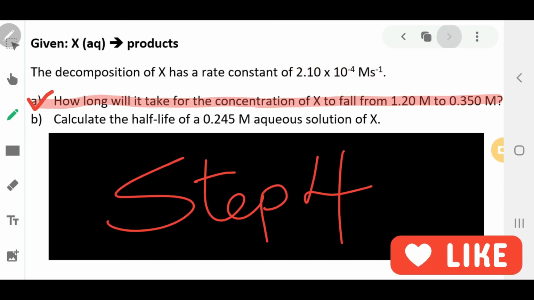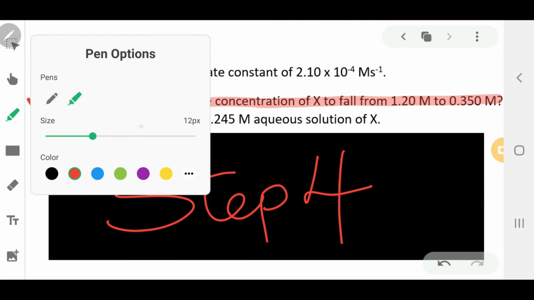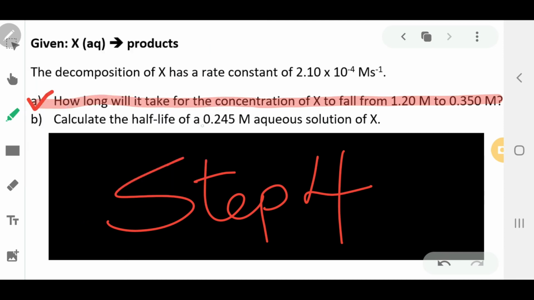Okay. Moving on to the next one, B. So we have done A. How are we going to calculate the half-life of the reaction? Right now you have to be careful because the question gives you a new initial concentration, which is 0.245 molar. So we're going to use this information instead. We're going to use this concentration to find the half-life of your solution X.